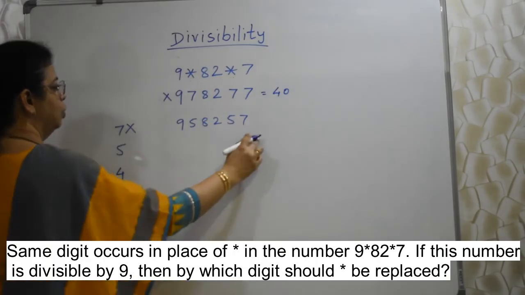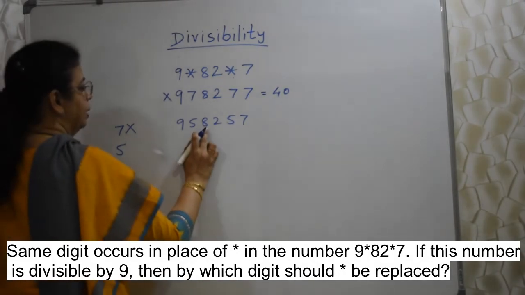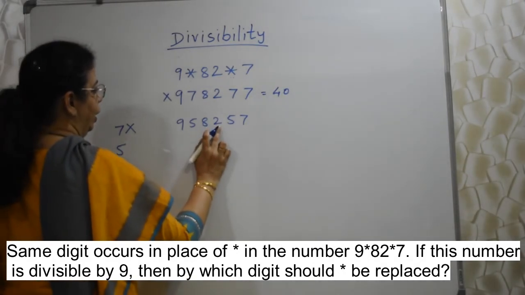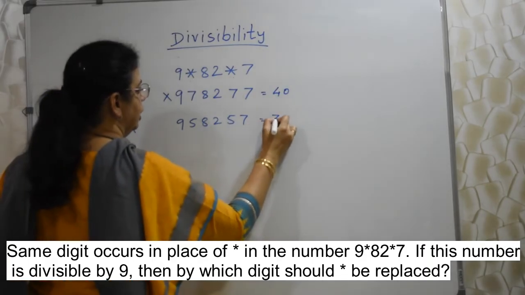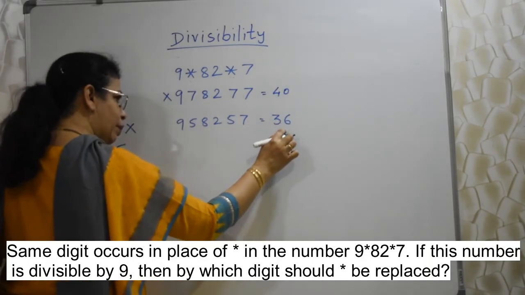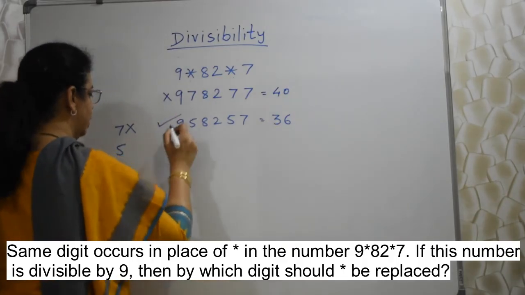Add all the numbers to apply the divisibility of 9. 14 plus 8, 22, 24, then 12. 24 plus 12 is 36, which is a multiple of 9. 36 is completely divisible by 9. So this is the correct option.